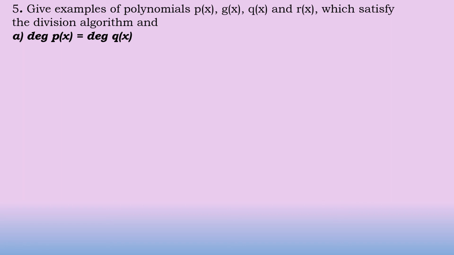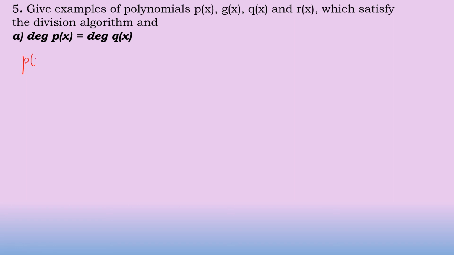According to the division algorithm, dividend p of x and divisor g of x are two polynomials where g of x is not equal to 0. Then we can find the value of the quotient q of x and remainder r of x with the help of the formula: dividend is equal to divisor into quotient plus remainder.